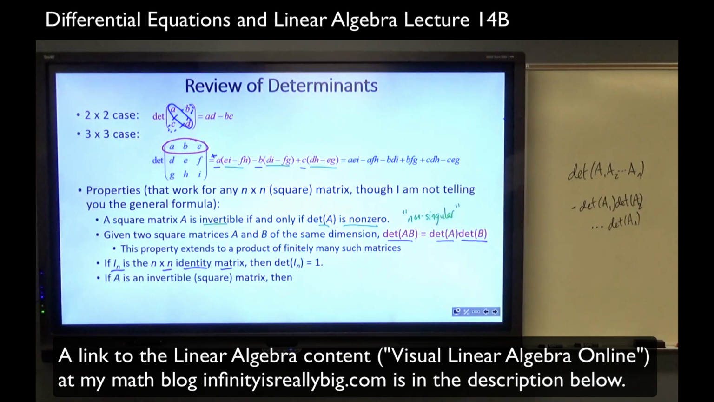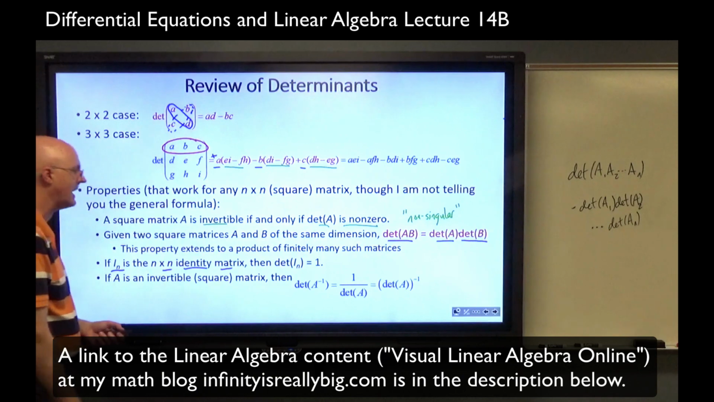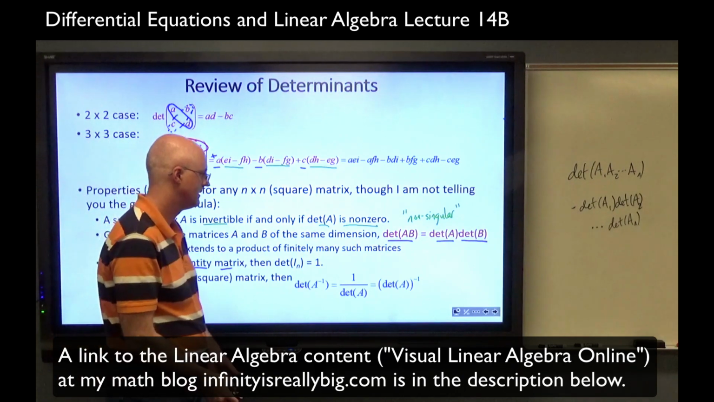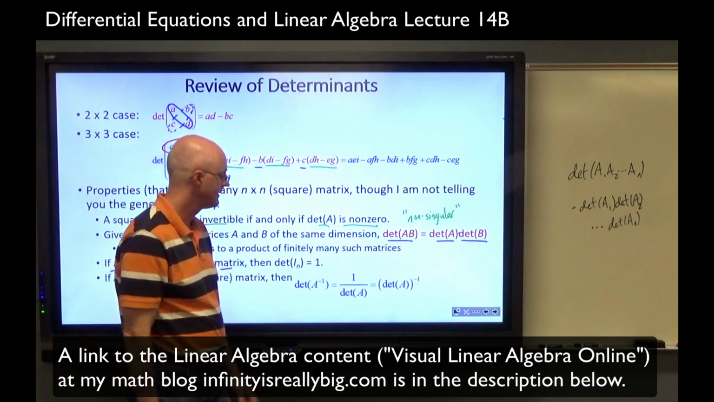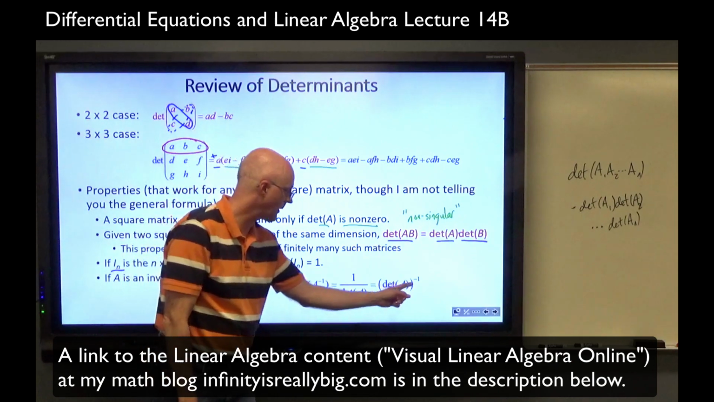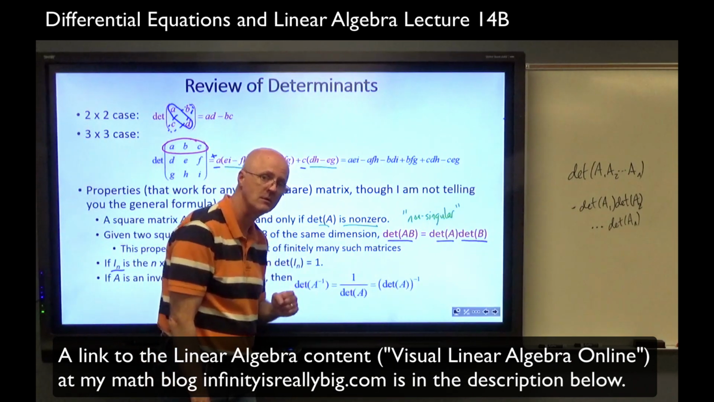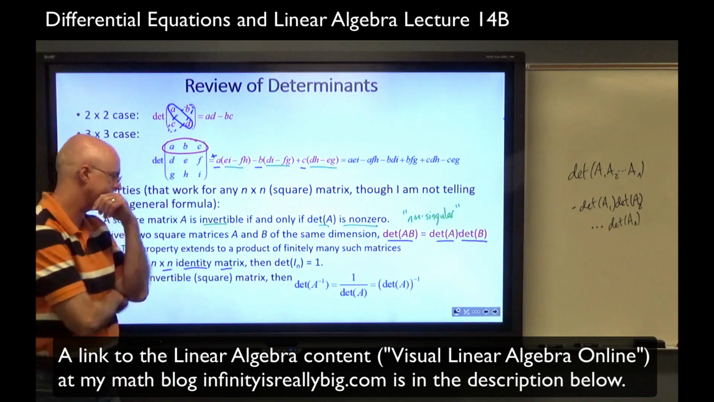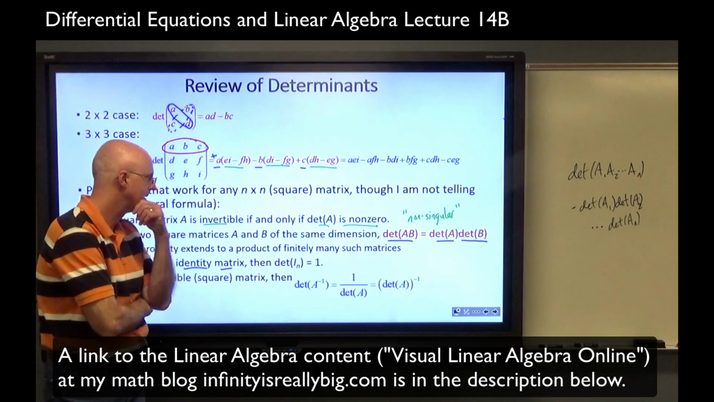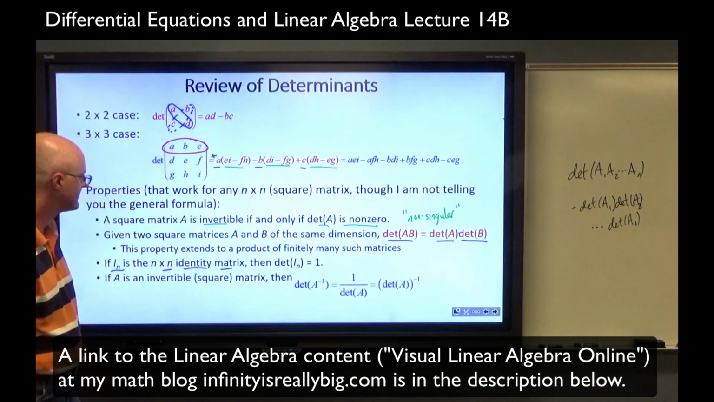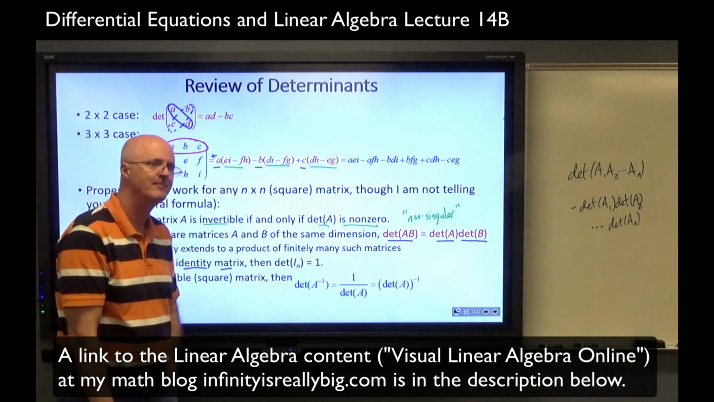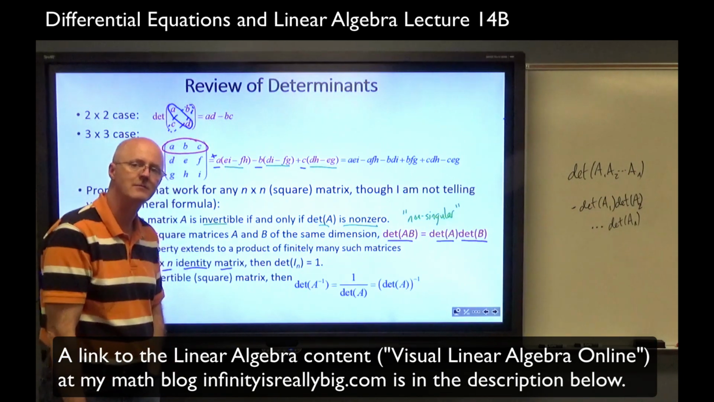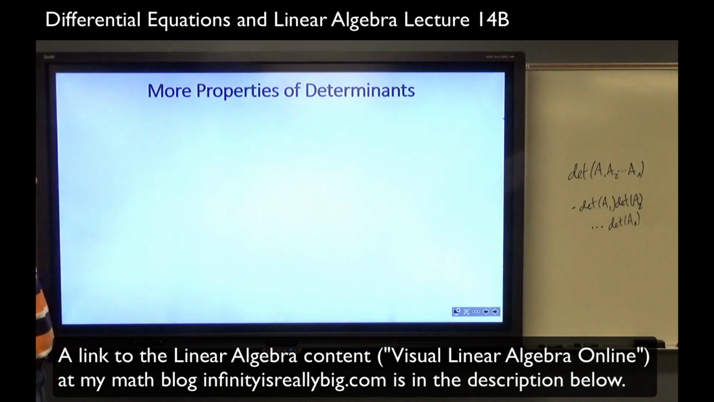And if A is invertible, then the determinant of A inverse is the reciprocal of the determinant of A. This is a division of numbers. This is a raising to a power of a number. When A is invertible, so we're not dividing by 0 there. Okay? These are the most useful properties in general. There are some other properties I want to mention, also useful when necessary. That comes now.